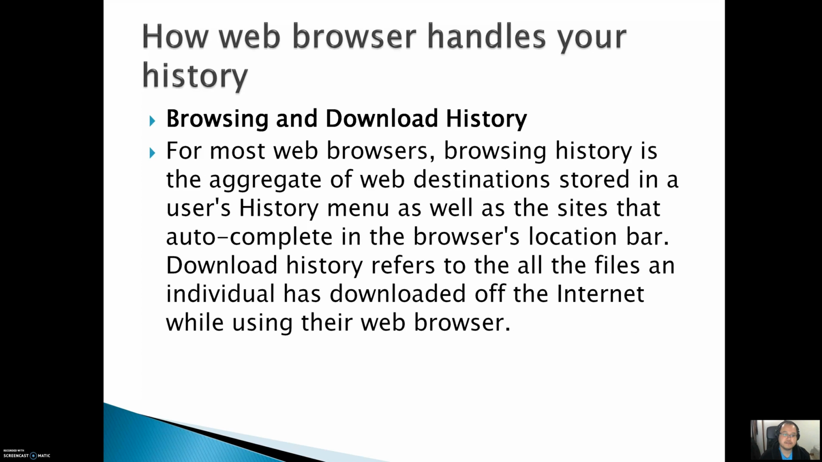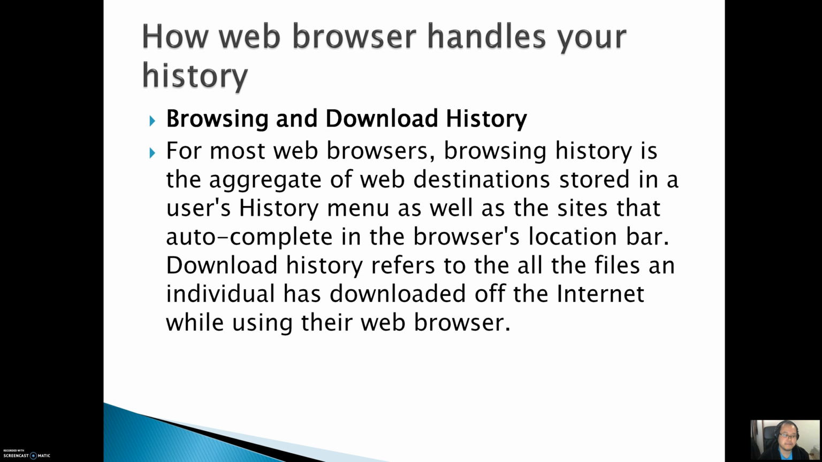Browsing and download history. For most web browsers, browsing history is the aggregate of web destinations stored in a user history menu, as well as the sites that auto-complete in the browser location bar. Download history refers to all the files that individuals download off the internet while using their web browser. I think everybody knows what browsing history and download history are.